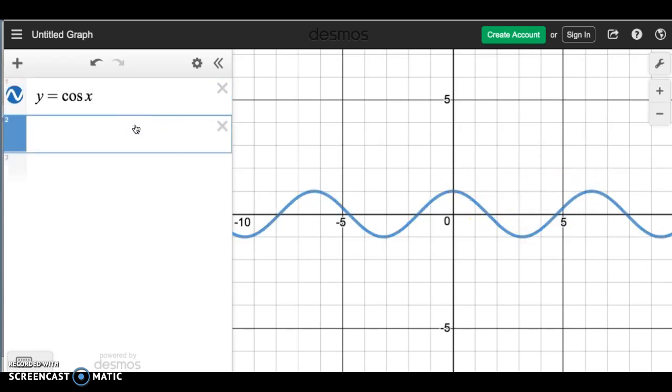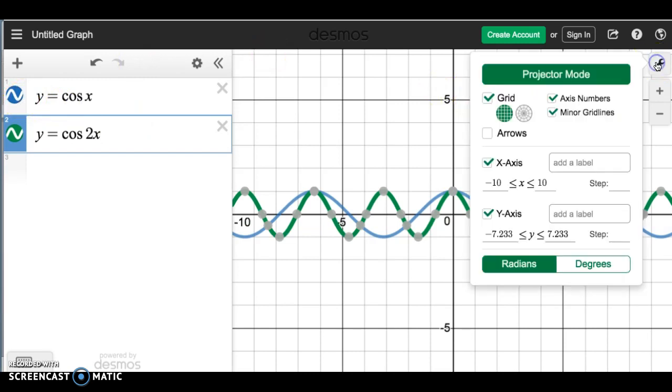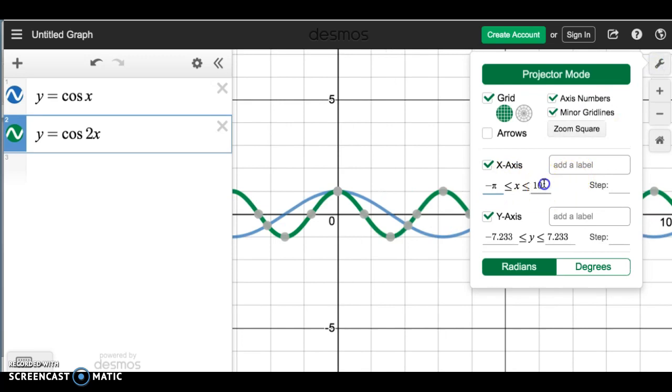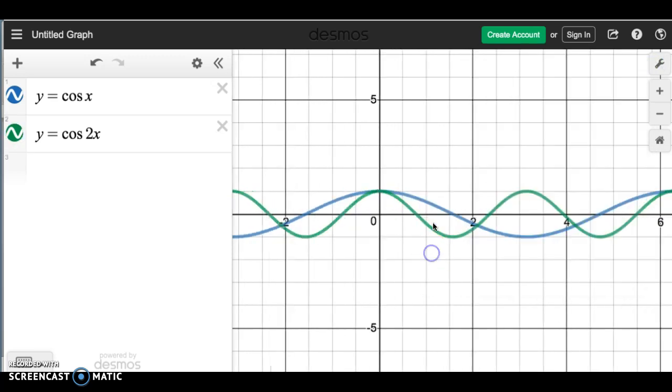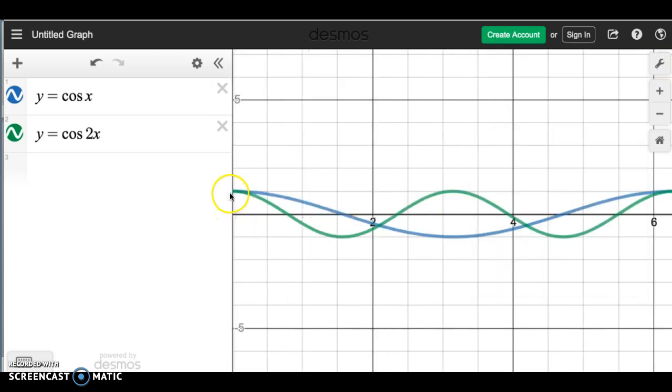Okay, so what happens if we have y equals cosine 2x? Well, then we're doubling the frequency, right? And maybe we should go over here and in the wrench change it from 0, or let's say negative pi to 2 pi. So we see a little bit less of the graph. So we're going negative pi to 2 pi. Actually, let's change that again and go from 0 to 2 pi. I think that'll be nicer. So from 0 to 2 pi, we see our cosine x graph.